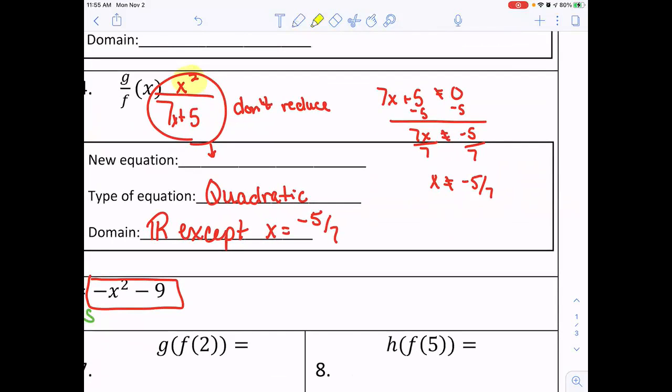However, because we have a denominator, you would have to say, my denominator is not allowed to be 0. What would make my denominator 0? Negative 5/7. So that's how you handle that one.